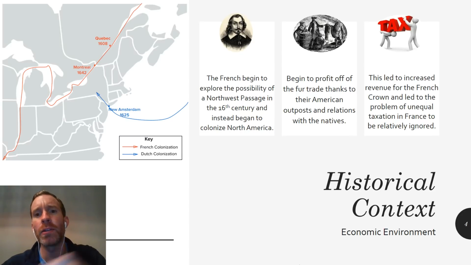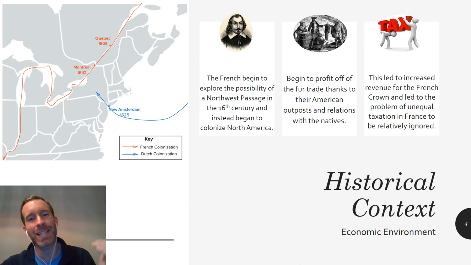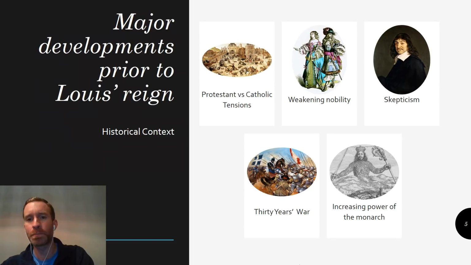But they're still attracted to North America because of the profit that they can earn from the fur trade there. They're going to establish pretty good relations with the Native Americans who can trap the furs for them, and then the French can trade for them and then go back and sell those in Europe as luxury goods. So what this means for the French economy is that they're going to be making more money. They're going to have increased revenue. And that problem of unequal taxation, the lower classes getting slammed with the taxes, while the church pays none, the nobility pays none, that issue becomes relatively ignored because the economy is doing well.